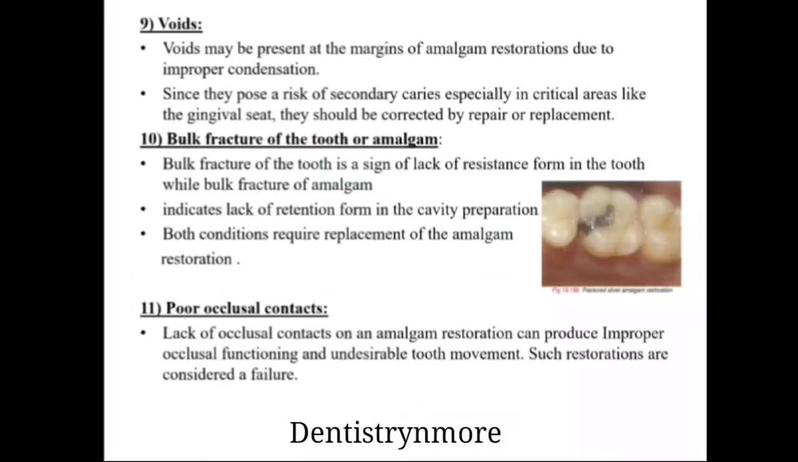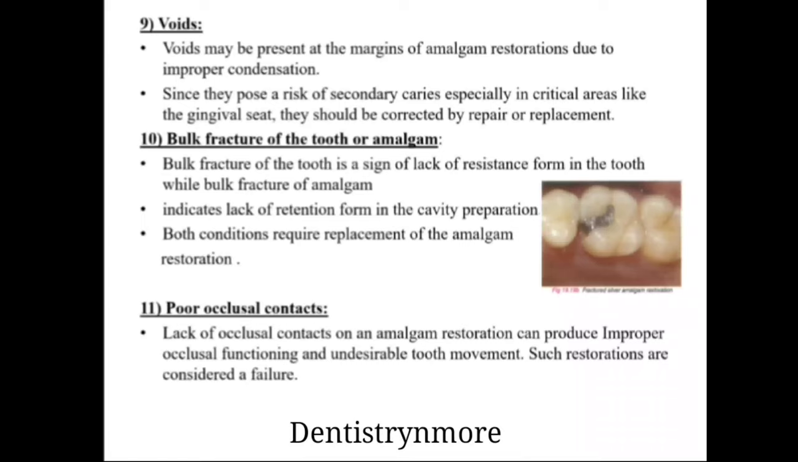Next one is voids. These are mainly present on the margins of the amalgam restoration due to improper condensation. And the 10th one is bulk fracture of the tooth or amalgam. Bulk fracture of the tooth is a sign of lack of resistance form in the tooth, while bulk fracture of the amalgam also indicates a lack of retention form in the cavity preparation.